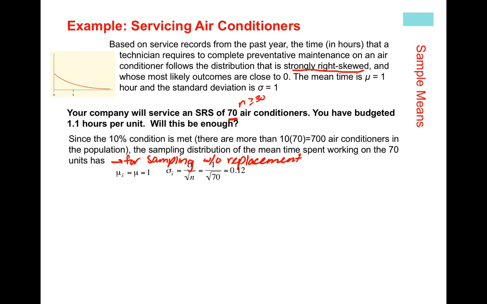So we can go ahead and calculate the mean and standard deviation for the sampling distribution. Again, the symbols for this are important. The mean for that sampling distribution is mu sub x bar. That's just equal to the population mean of 1. The standard deviation, or sigma sub x bar, for the sampling distribution is the population standard deviation over the square root of sample size. So here that's 1 over the square root of 70, or about 0.12.